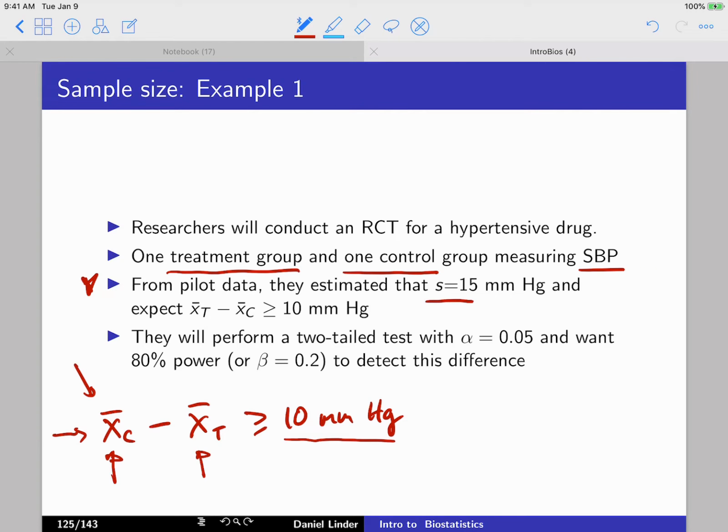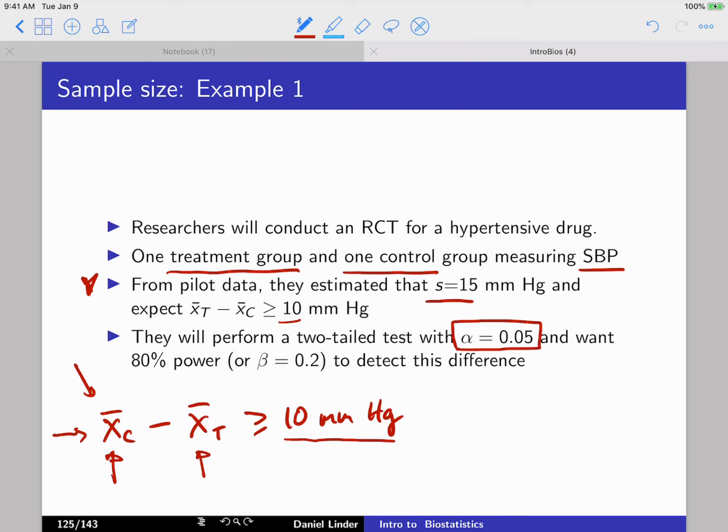It's not going to change our formula, because essentially what we're going to do, at the end of the day, is we're going to square this difference. So we're going to wind up squaring this guy. Okay, so they're going to perform a two-tailed test. They're going to set alpha to 0.05, which is the convention in the literature.